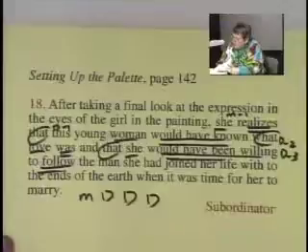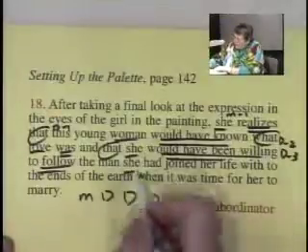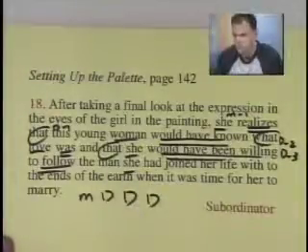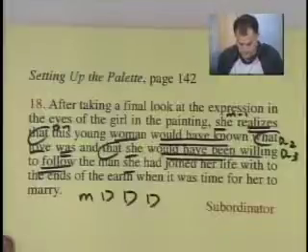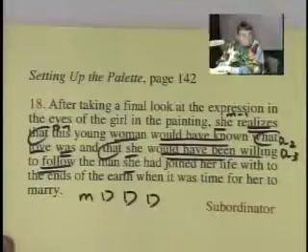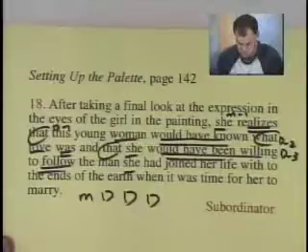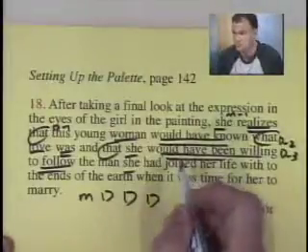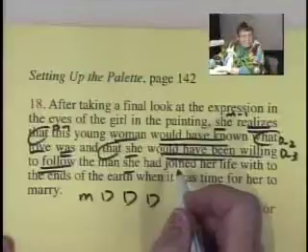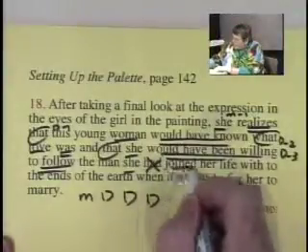And another subject? She. And the verb? Had joined. It's a two-word verb. I see two words. Do you not have two words? I've got had joined. Did you just have joined? We just have joined. Okay, then let me change that.